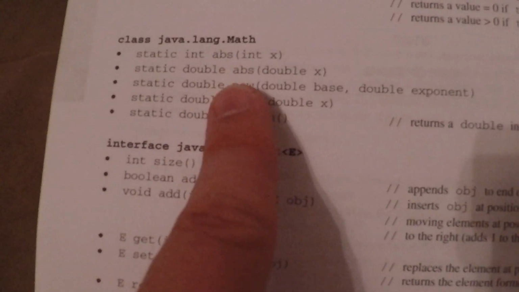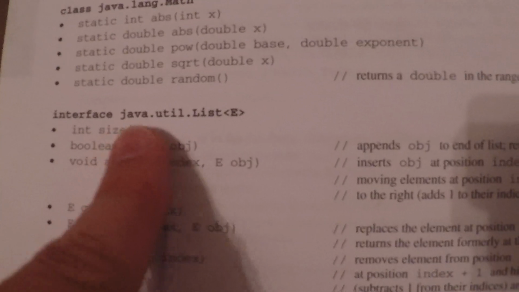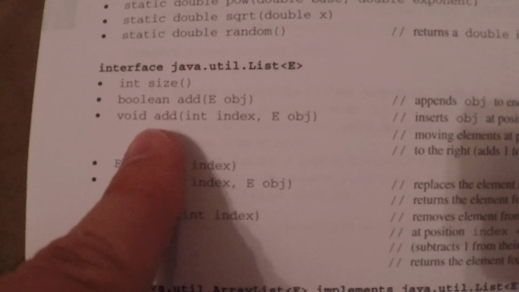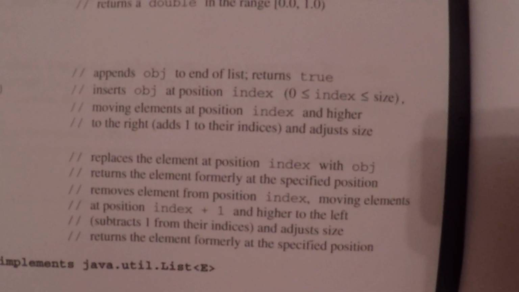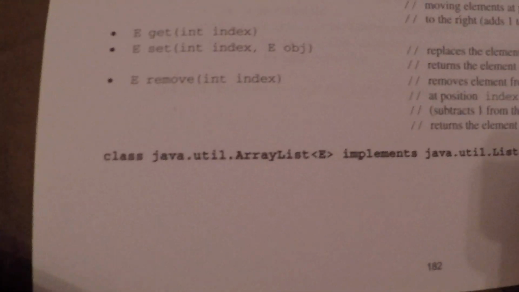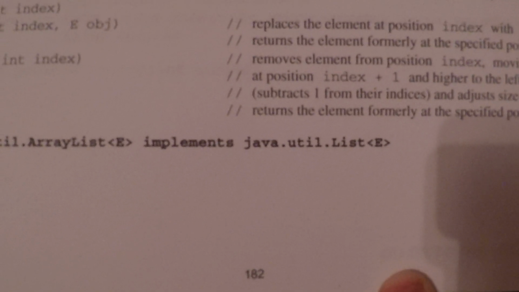Your math, absolute value, power, square root, and random are also given to you. And then the list: size, add, get, set, remove. Remember, this is an interface. It works just like the ArrayList, because the ArrayList uses the List class. This is class java.util.ArrayList, which implements the java.util.List<E> interface.